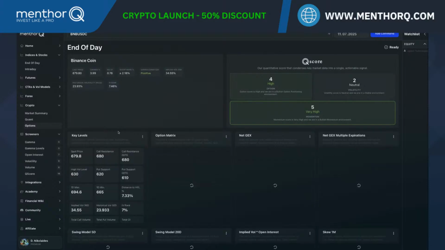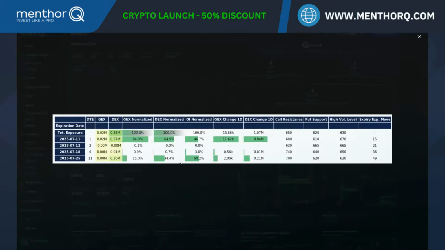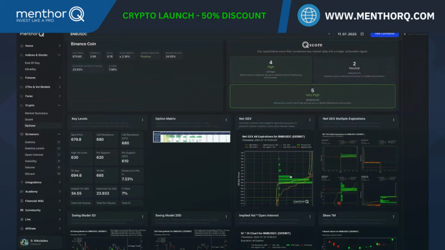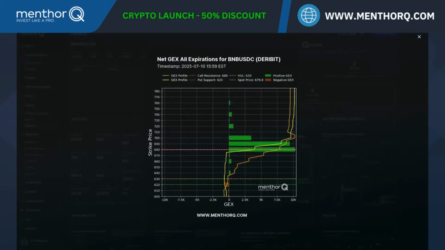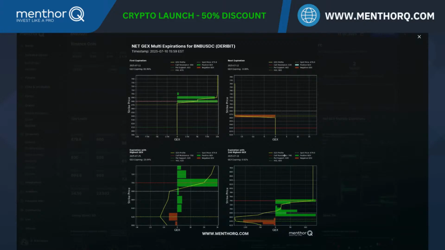So let's go into options. This is the dashboard as we know it. We have our key levels, we have our call resistance, we have a put support, we have our metrics, which is one of my favorites. So you see all these things, you see the DAX, the changes and everything. Everything is still bullish. We see the positioning, which is super important. We see again where the DAX and GAX profile are moving. And you see the net GAX, which is moving.